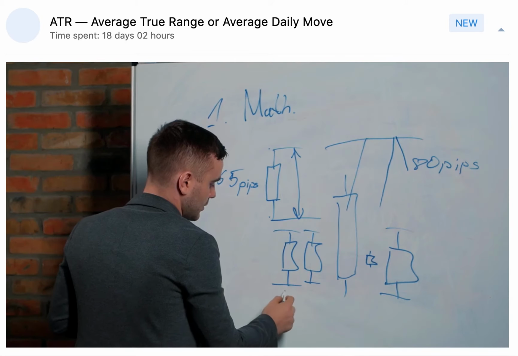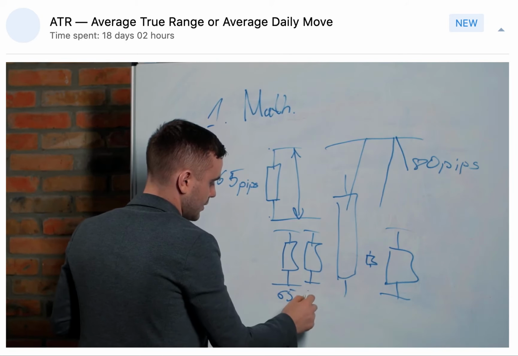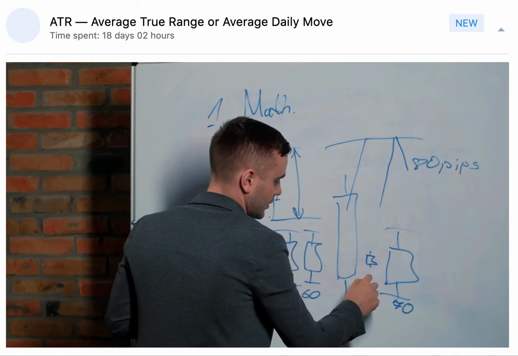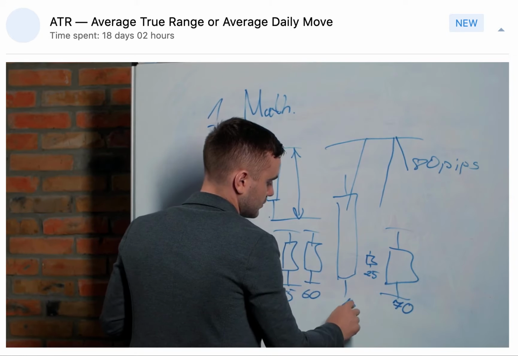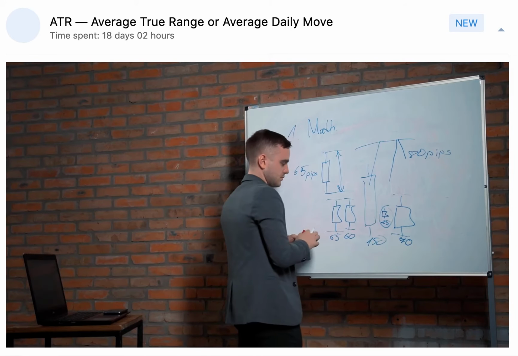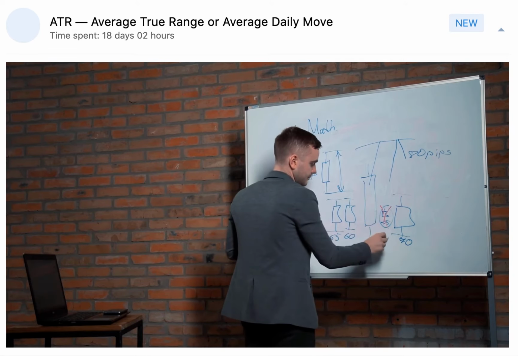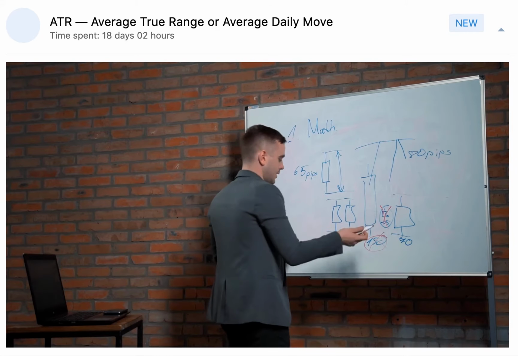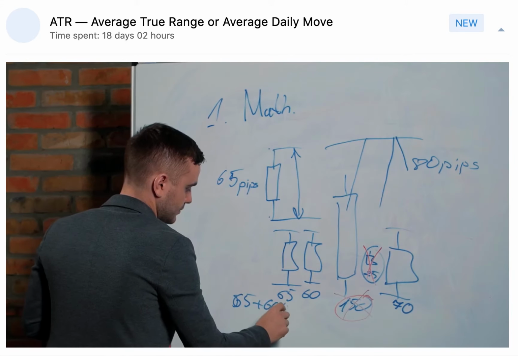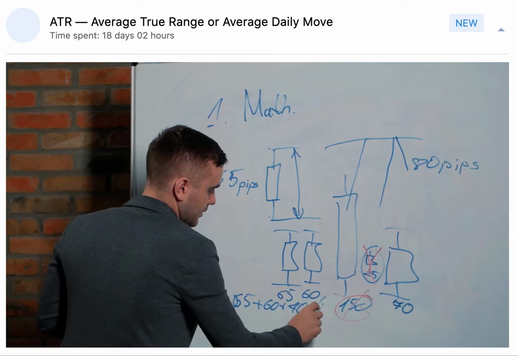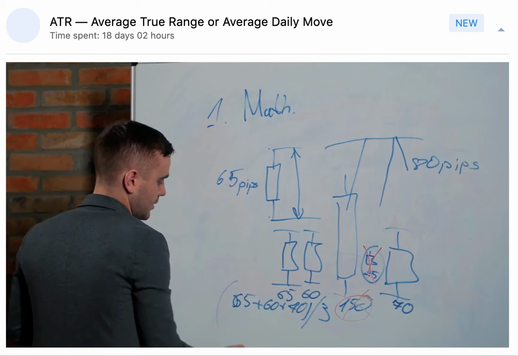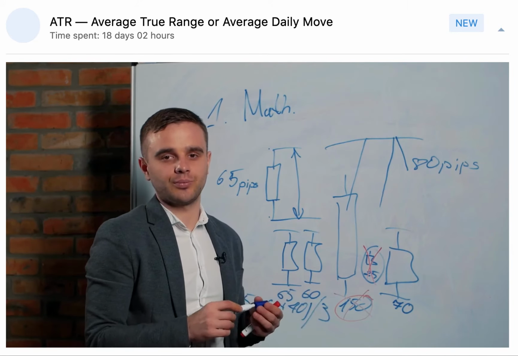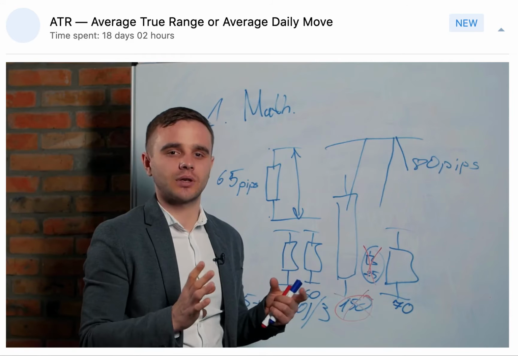For example, here we had 65 pips, here 60 pips, here we have 70 pips, here we have 25, 150. We don't count this. We don't count this. We count only these numbers. How do we do it? We just add these numbers and see what the average is. And on average we have, for example, 65 pips. It's our average daily move. It is the first type of how you can count ATR.